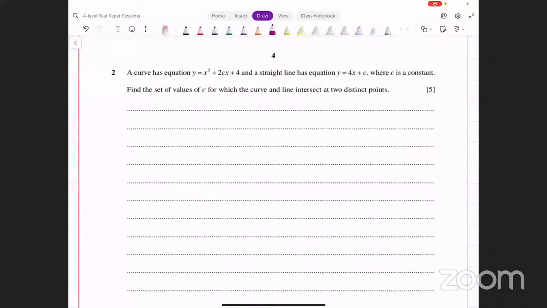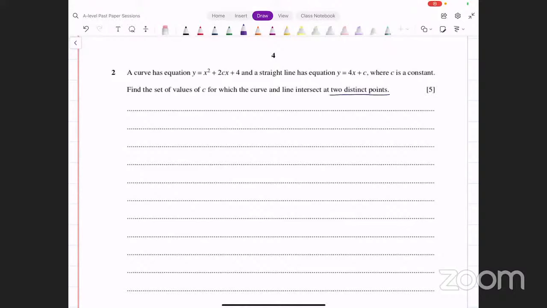A curve has equation y equals x squared plus 2cx plus 4, and a straight line has equation y equals 4x plus c, where c is a constant. Find the set of values of c for which the curve and the line intersect at 2 distinct points. Okay, intersect at 2 distinct points.